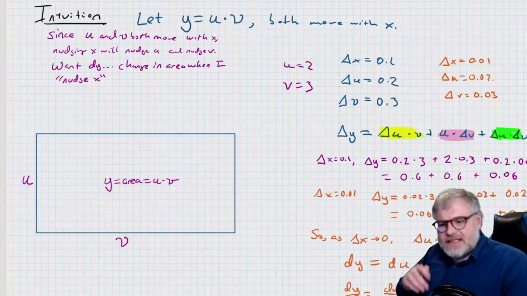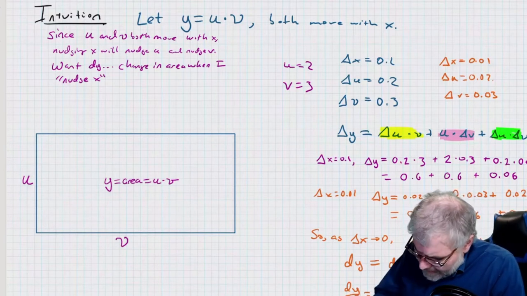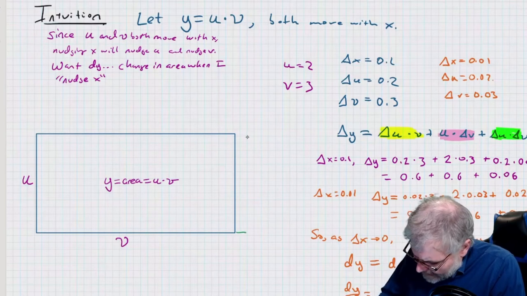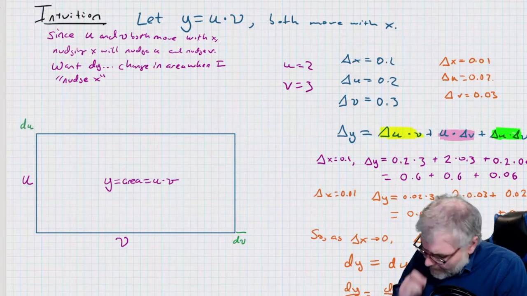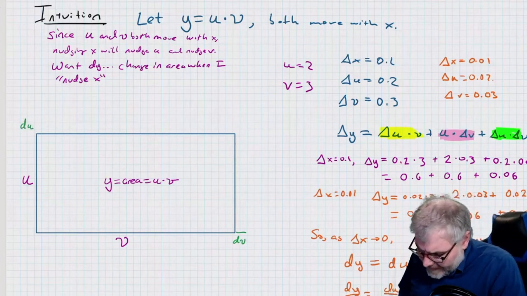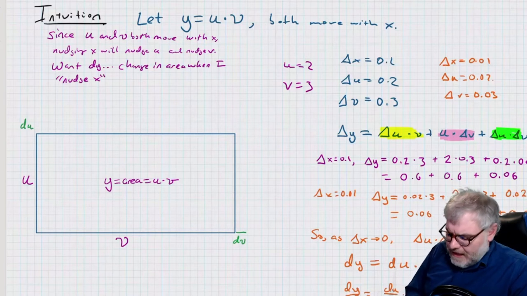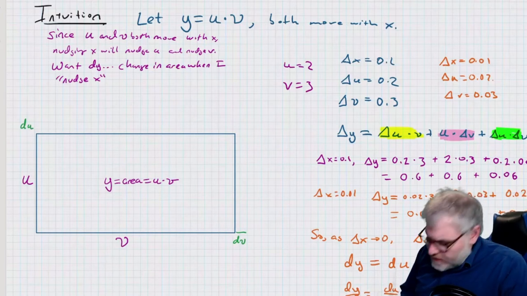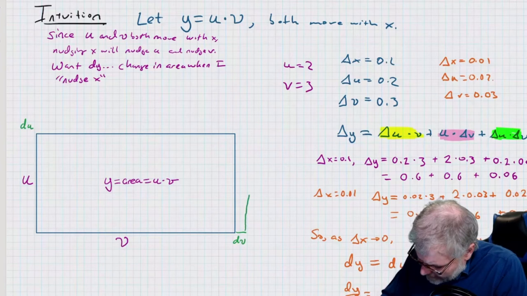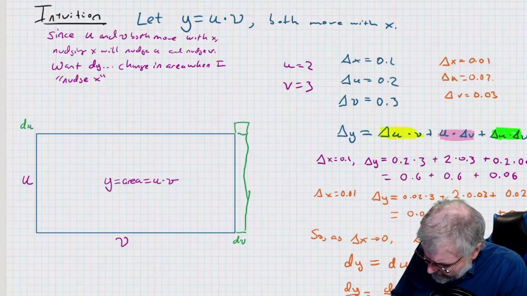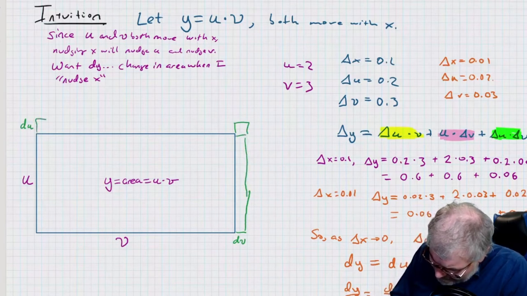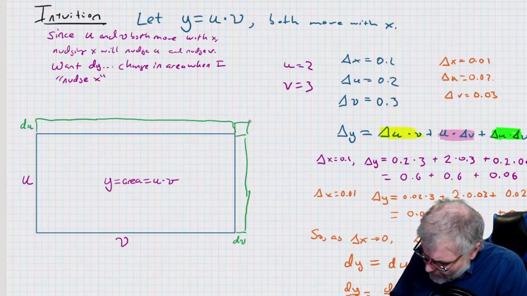Now, when I nudge x, it's going to move v out just a little bit. So nudging x is going to nudge v, and nudging x is also going to nudge u. And so what I want is dy, the change in area when I nudge x. So the total area changes. I've got a little rectangle here, a little square bit here, and then a rectangle right here. What I want is this entire area.